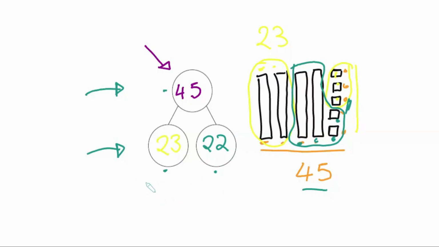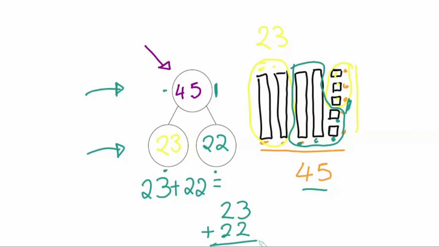We could double check by asking, does 23 plus 22 equal our first number, or our whole number, 45? It does. Let's do a quick sum to find out. We'll do a column addition for this one. 23 plus 22, addition sign, equal sign on the bottom, change the colour of my pen.